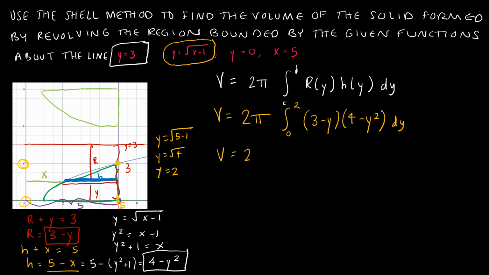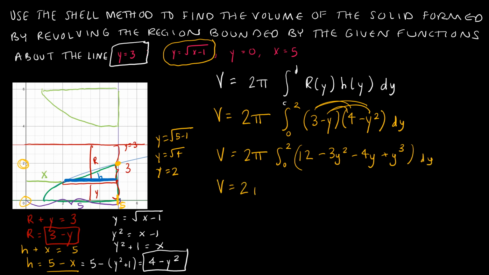So we've done the hard part. Now it just comes down to doing the algebra. So I'm going to FOIL this out. I'm going to get 12 minus 3y squared minus 4y, and then plus y cubed. And now I'm going to take 2 pi, and then let's go ahead and integrate. And I'm going to start with this value.